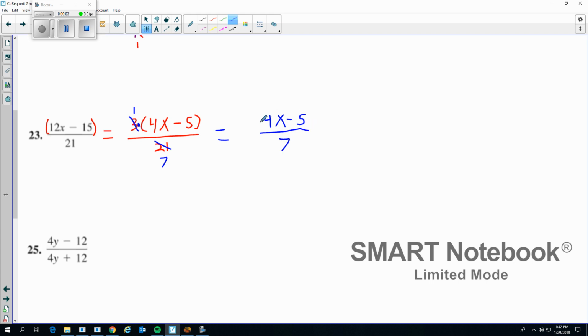Now, you don't have to put the top in parentheses if you don't want to. You can just leave it like that if you'd like. You can if it makes you feel more comfortable that you're not going to accidentally cancel something out when you can't. Either way, it's fine.